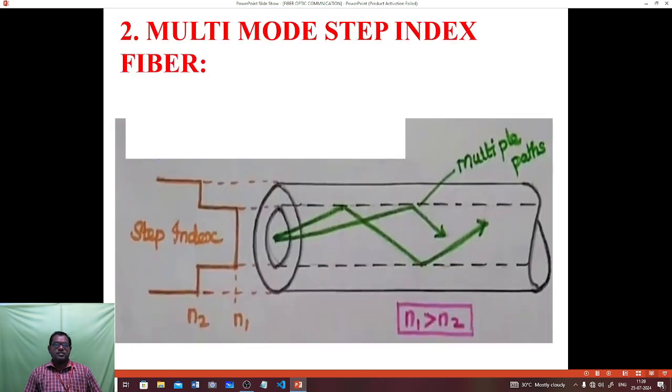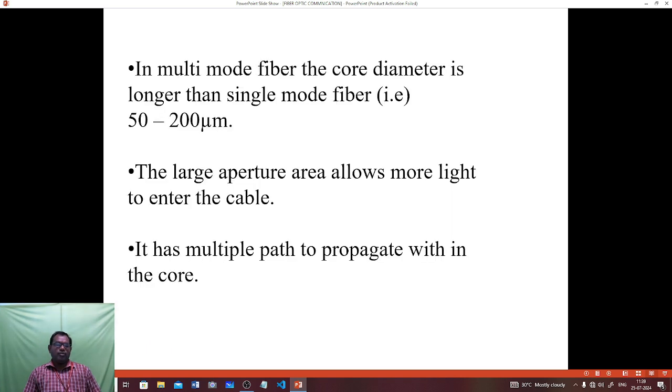Next we will discuss the multi-mode step index fiber. This is the pictorial representation of multi-mode step index fiber, which is used for multiple paths of light travel. N1 greater than N2 represents the refractive index of the core and the cladding. In multi-mode fiber, the core diameter is larger than the single mode fiber, that is 50 to 200 micrometers. The large aperture area allows more light to enter the cable. It has multiple paths to propagate within the core.